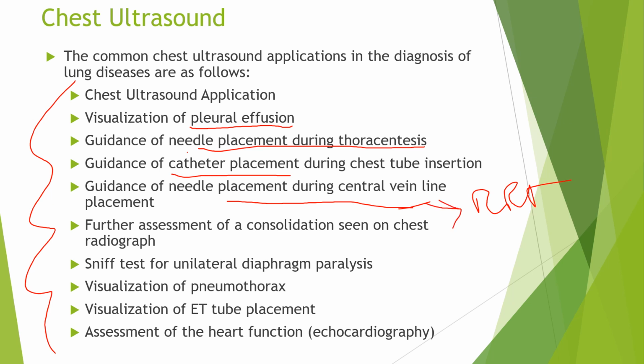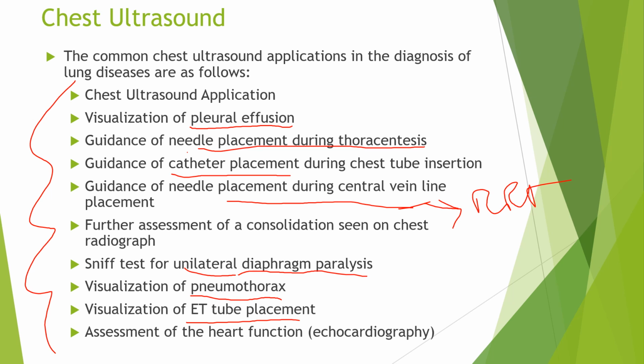Further assessment on chest x-ray. In other words, we can see if a patient has a spinal cord injury, we can see if they have unilateral diaphragm paralysis. We can see if the diaphragm is moving, and how much. We can see if there's a pneumothorax, especially at the bedside, especially in critical care, especially in emergency care. We can see ET tube placement with it. It's pretty cool stuff. So it's right there at the bedside. We can use it. We don't have to wait for an x-ray.